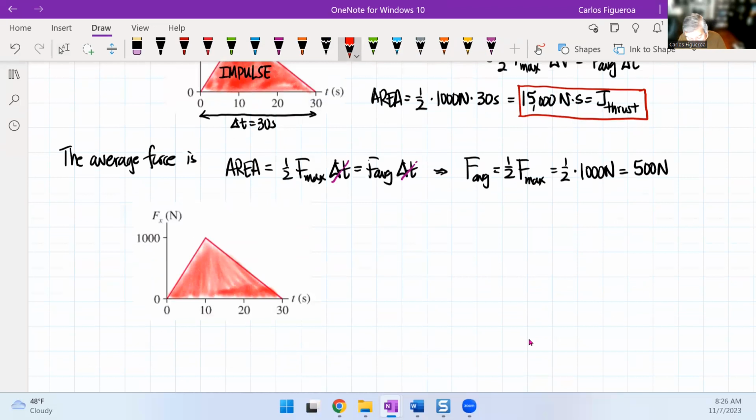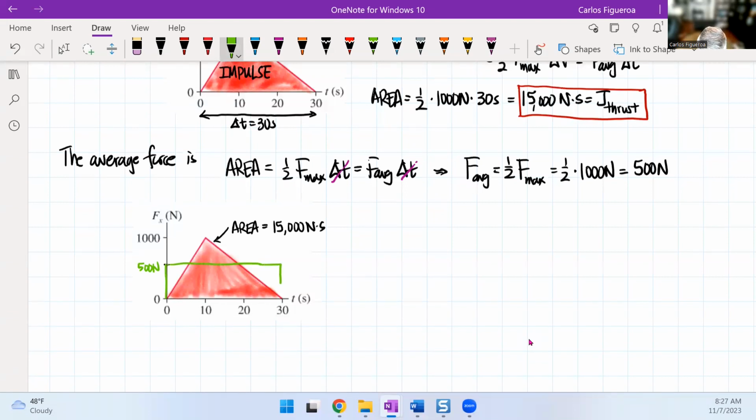And I know that the area, right? I know that this area here is equal to 15,000 Newton seconds. So what does that average force tell me? I'm going to say that this is half of this. So this guy right here tells me that this guy is going to be 500 newtons.